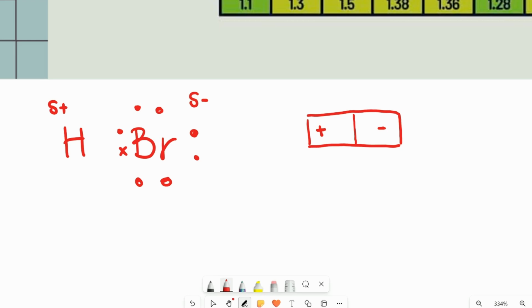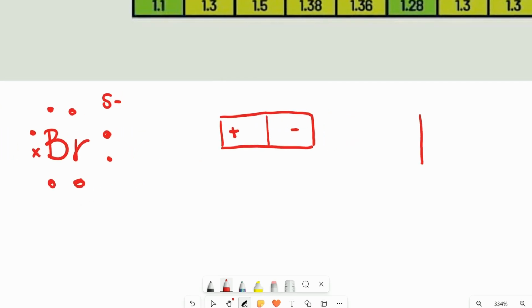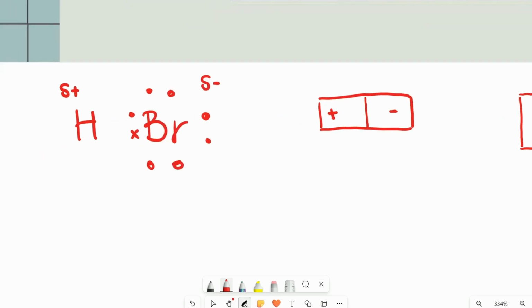Now, remember if I have a jar of hydrogen bromide, you're not just going to have one atom. You're going to have gazillions of molecules. You're not just going to have one molecule of hydrogen bromide. You're going to have almost a gazillion of them. So these molecules are going to interact with each other. They're almost going to align the negative side.